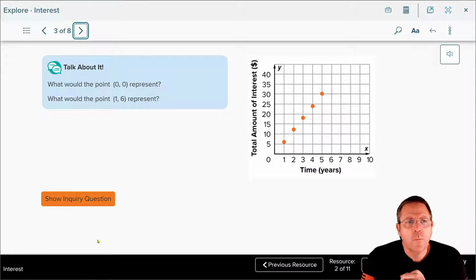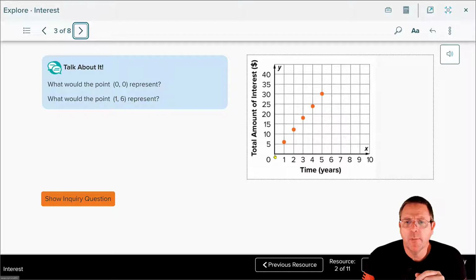So let's talk about what we're actually seeing. What does (0, 0) represent? Remember, (0, 0) is called the origin, and the origin is your starting point. That means at 0 time and 0 money put in the bank, that is how much interest he would have earned. At (1, 6), that represents that in 1 year's time he earned $6 interest, which really isn't that much money to earn over the course of an entire year.